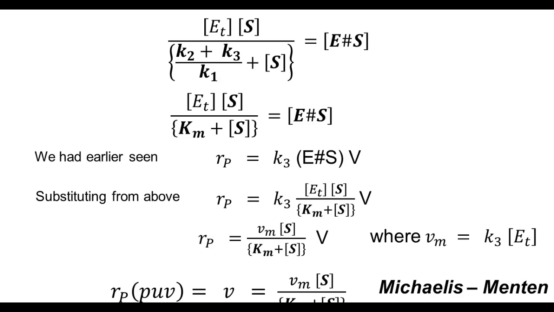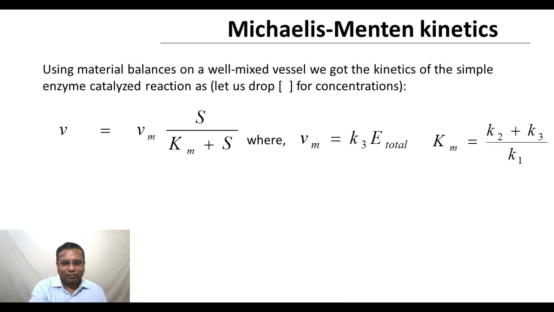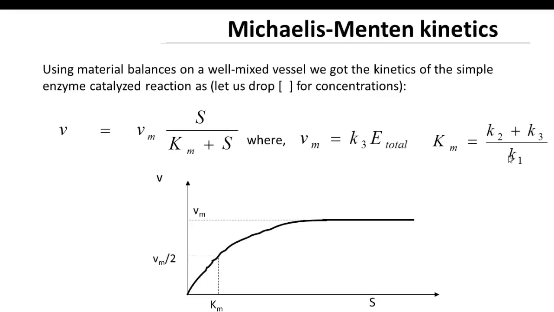So this is V equals Vm S by Ks plus S. Does this form of the equation remind you of something that we saw in the previous lecture? Just keep that in mind. We'll come back to that. Right. So this is what we got. V equals Vm S by Km plus S, where Vm equals K3 into E total or ET, and Km is K2 plus K3 by K1. Now, does it strike you where you saw this earlier?